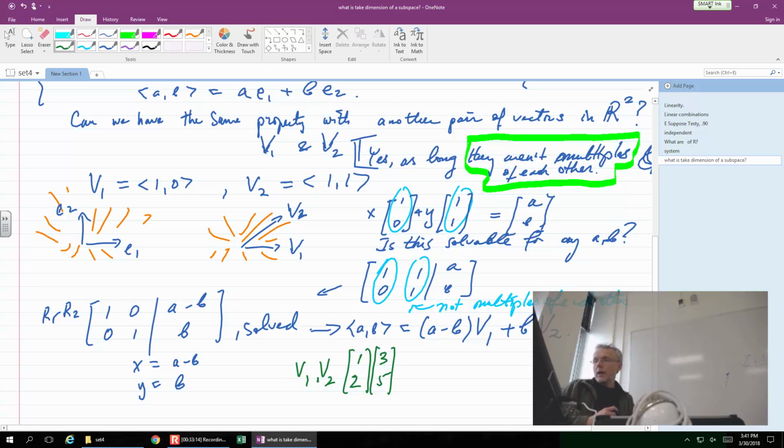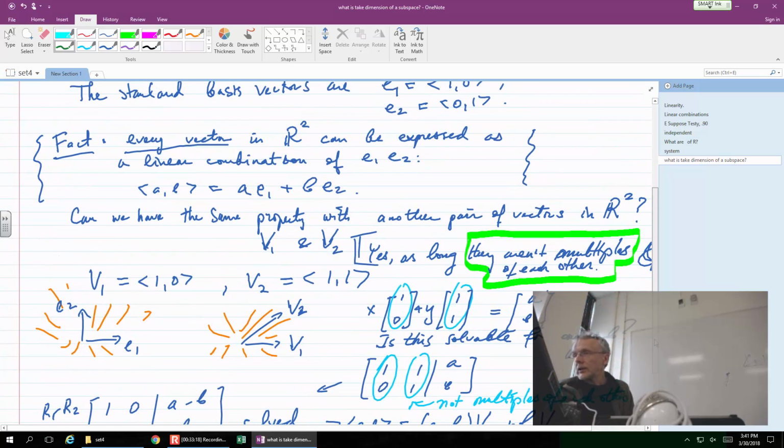So at this time, before we finally make all the definitions, what about this? We picked two, but why did we pick two?